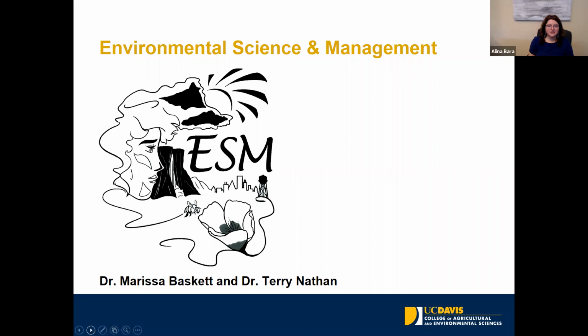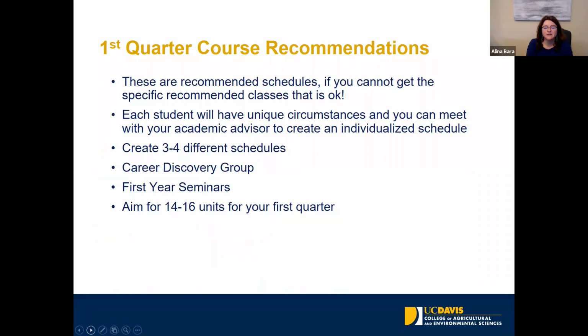Hi, everyone. So now that you've learned a little bit about your major, in the next few slides we're going to go over major-specific sample schedules for fall. These are recommended schedules, so don't worry if you don't get in all your planned classes. Everything you take in fall will count for something, such as general education, major requirements, or units towards graduation. Each student will have a unique circumstance, and you will meet with your major advisor to create your schedules starting next week. We suggest creating 3 to 4 different schedules, so when registration time comes around, you are ready to go rather than scramble for classes last minute.